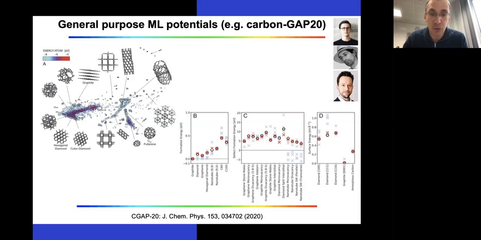And is very useful if you are interested in studies of pure carbon. But one of the frustrations that we had in developing this general purpose potential is that it was very time consuming to generate and test training data for such a broad part of configuration space.